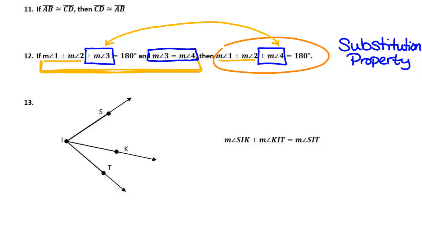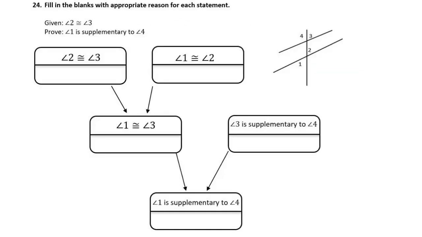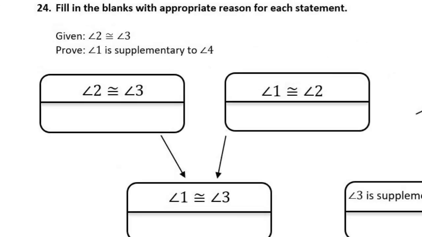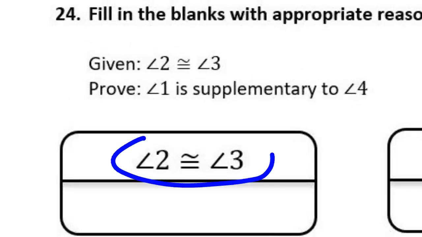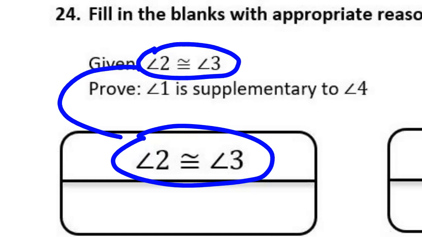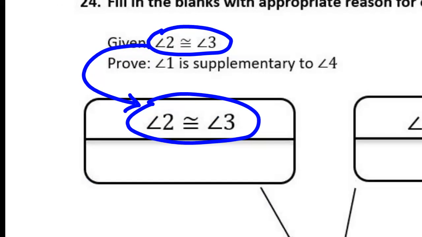Number 24? Absolutely. 24 is the very last problem. Very backside problem. We have a flowchart proof here. We are given all of the statements. We need to provide all of the reasons. This statement right here is my given information. And so my reason that I can make that statement is because it was given to me.